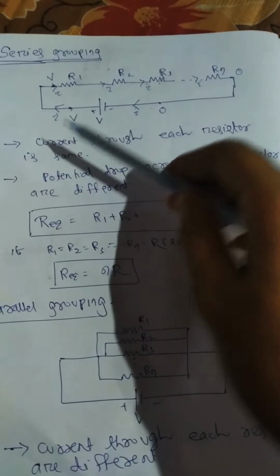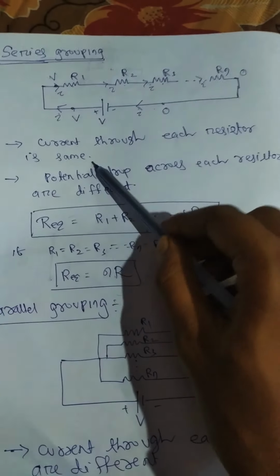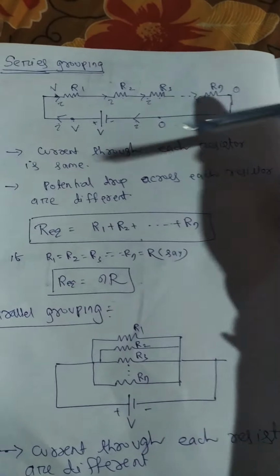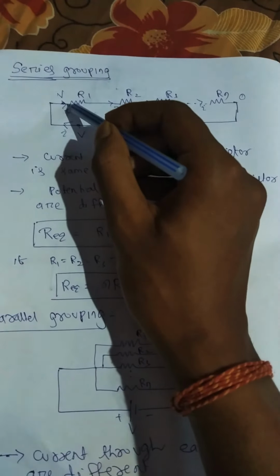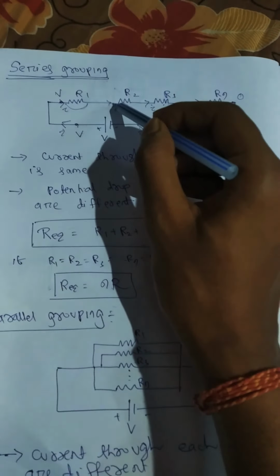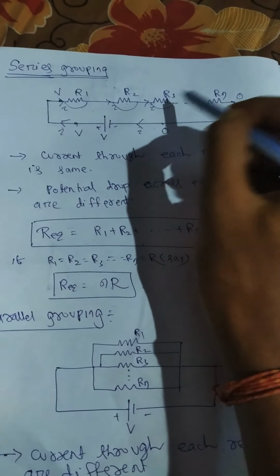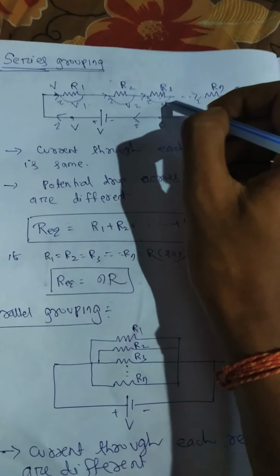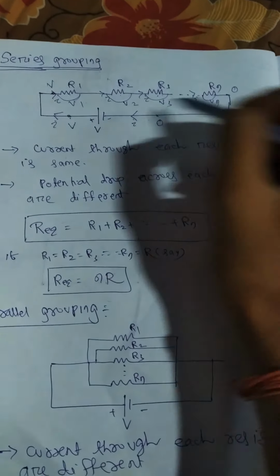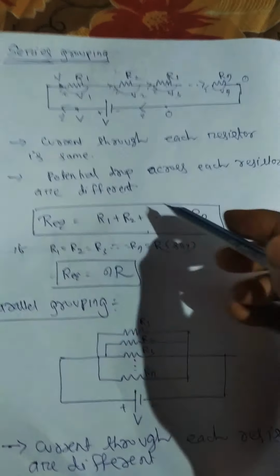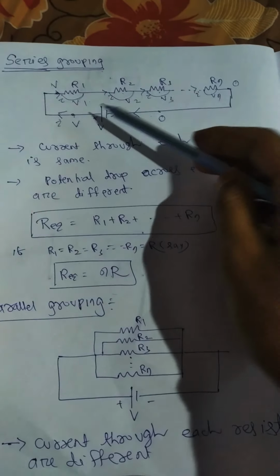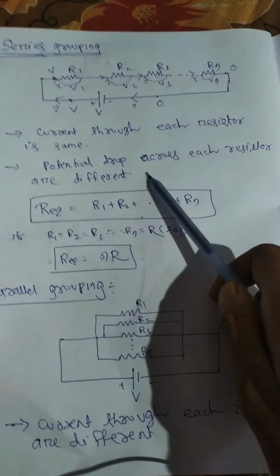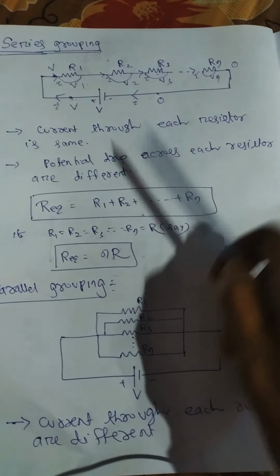So there are two conditions. The current through each resistor is the same, and the potential drop across each resistor is different, meaning the potential difference across these terminals is different. Suppose it is V1, V2, V3 and Vn, these are different. These are the two main criteria for series grouping: the current through each resistor is the same and the potential difference across each resistor is different.